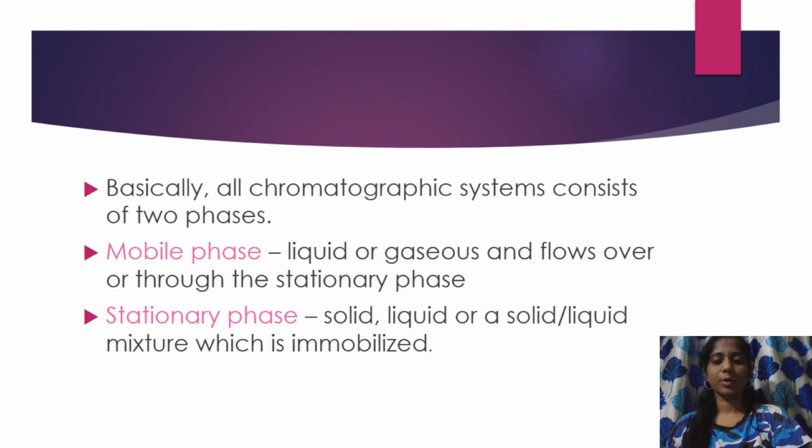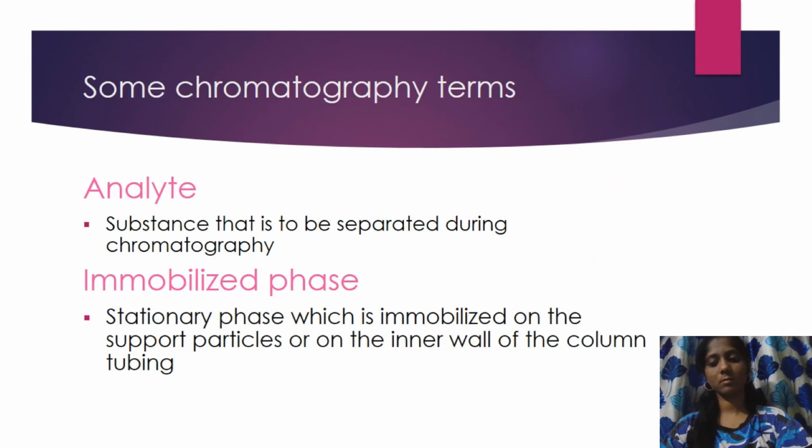Basically, all chromatographic systems consist of two phases: one is the mobile phase and the other is the stationary phase. The mobile phase, liquid or gaseous, flows over or through the stationary phase. The stationary phase is a solid or a liquid on a solid, which is immobilized.